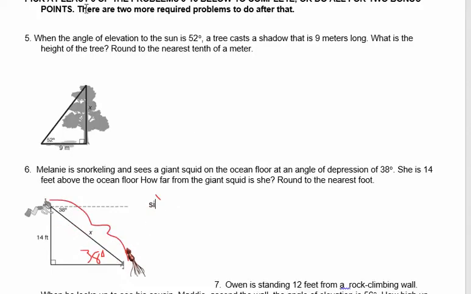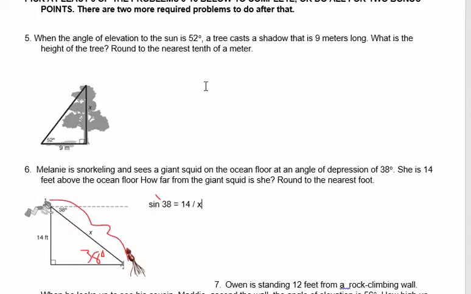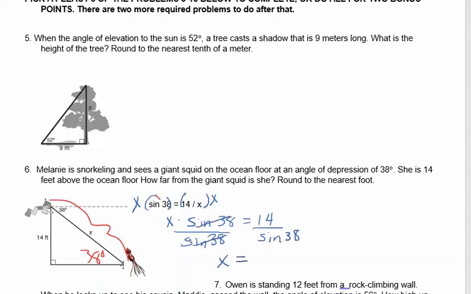To solve this, we multiply both sides by x to start with, because right now x is in the denominator and I can't solve for it there. So now I have x times the sine of 38 is equal to 14. Then I need to solve for x, so I don't want to be multiplying by the sine of 38. I'm going to do the opposite, which is to divide by the sine of 38. The sine of 38 cancels on the left side, and I'm left with my answer of x equals 14 divided by the sine of 38.